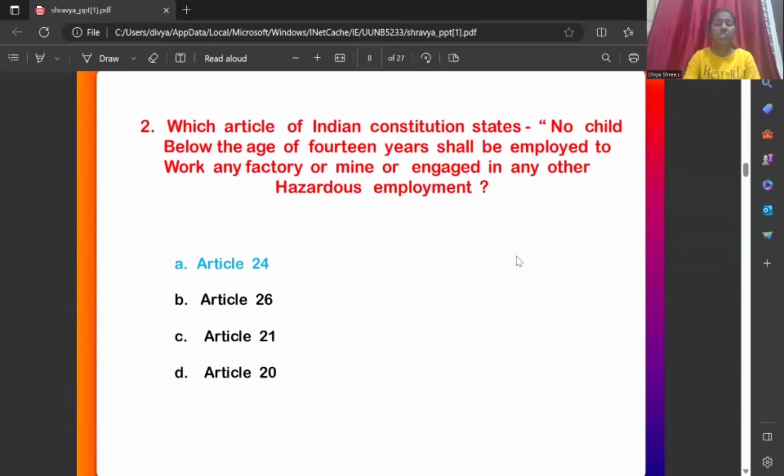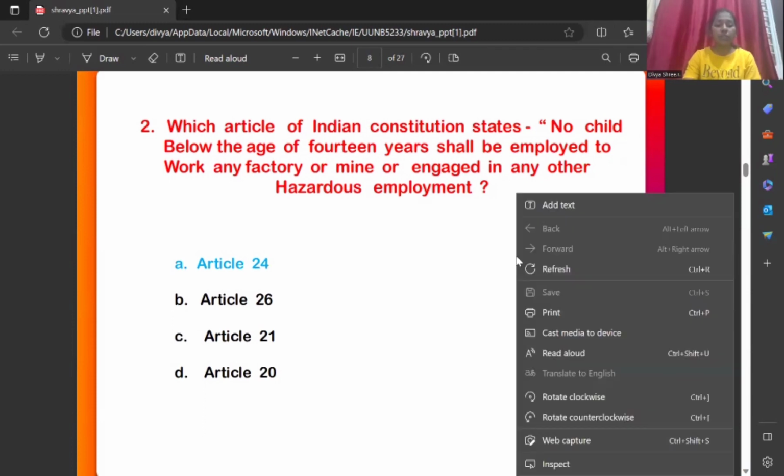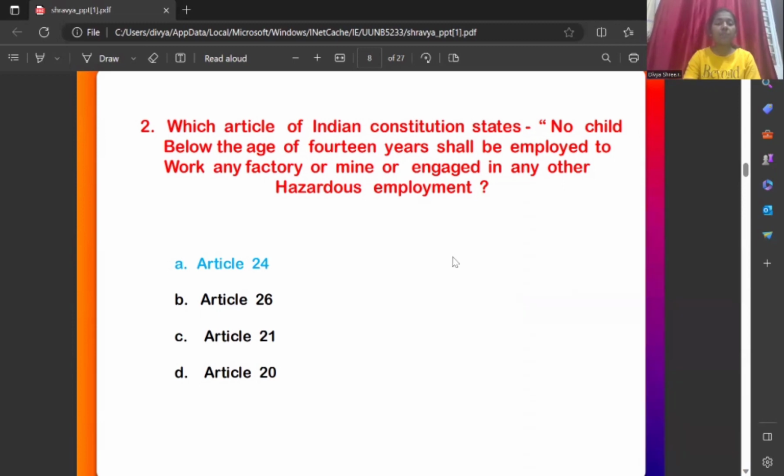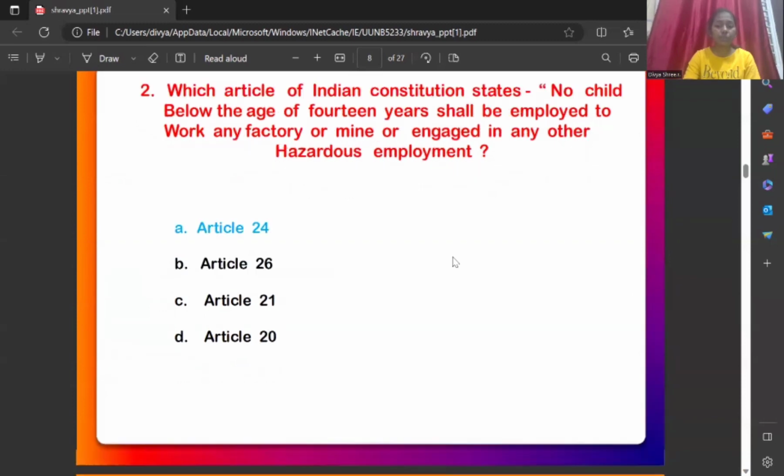And the second question is, which article of the Indian Constitution states that no child below the age of 14 years shall be employed to work in any factory or mine or engaged in any other hazardous employment? The options are: option A is Article 24, option B is Article 26, option C is Article 21, option D is Article 20. The correct answer is option A, that is Article 24.